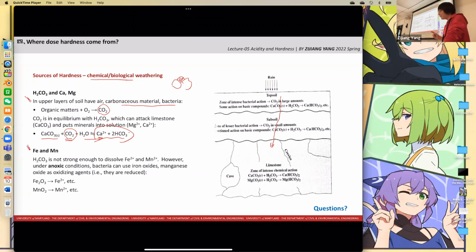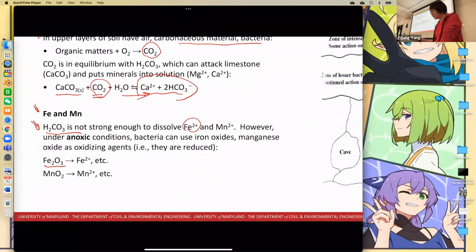On the other hand, we may also have some iron or manganese in the water. Carbonic acid is not quite strong, so it may not be able to dissolve iron or manganese in the water. But with the existence of bacteria, they may convert this one to here. So basically, here we have iron which has 3 charges, and here we have manganese with 4 charges.